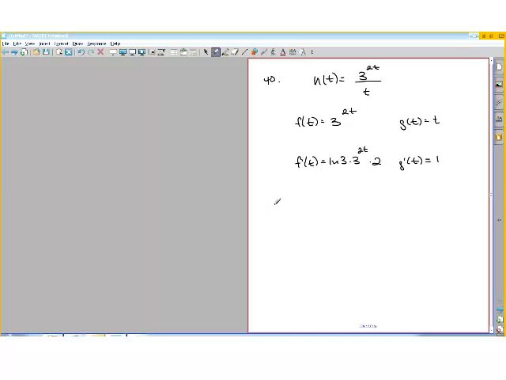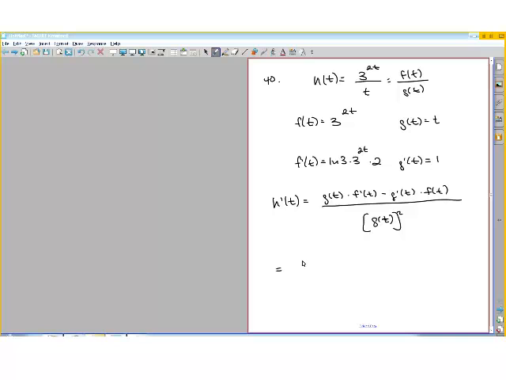So then the quotient rule says that h prime of t, made up of course of f of t in the numerator and g of t in the denominator, we take g of t times f prime of t minus g prime of t times f of t, all divided by g of t quantity squared. So it's just a matter of plugging it in. Let's see if we can simplify.